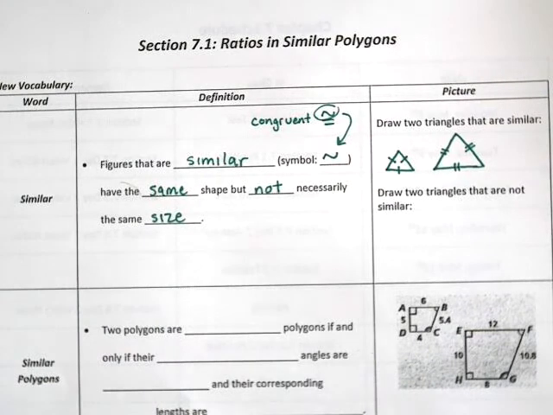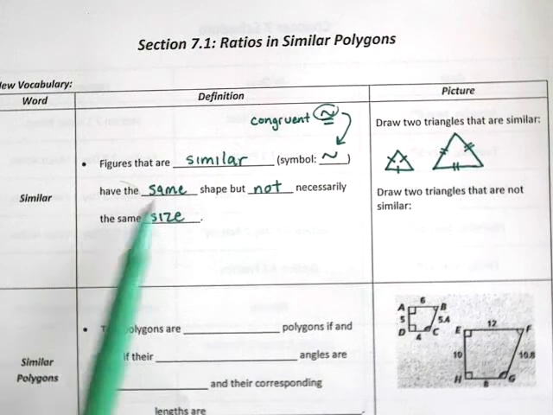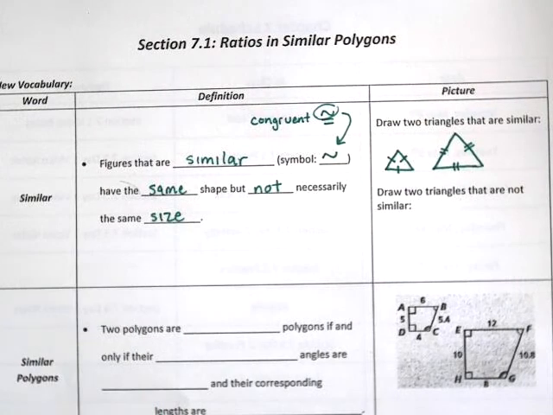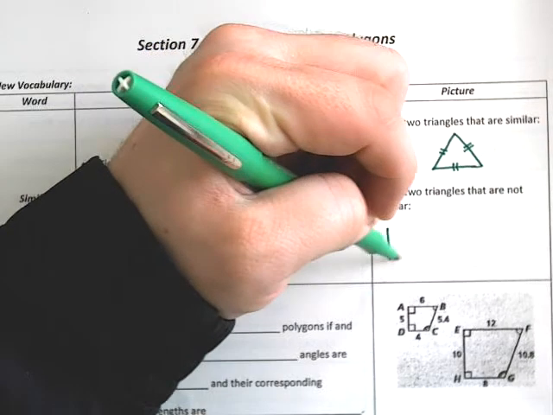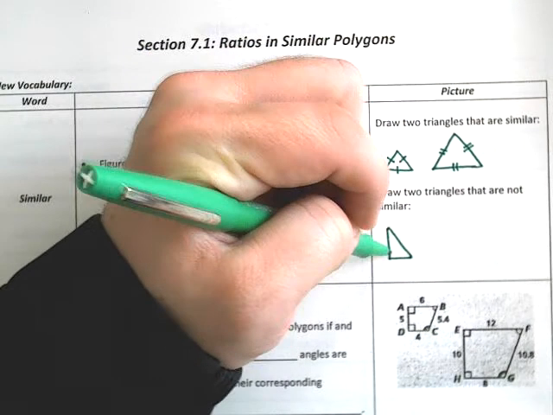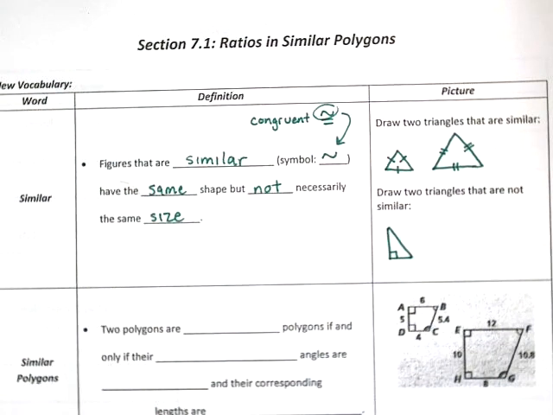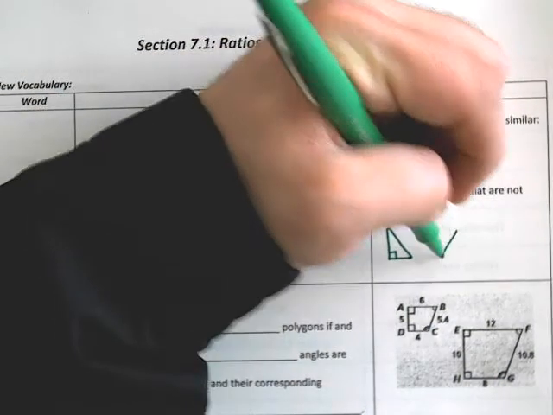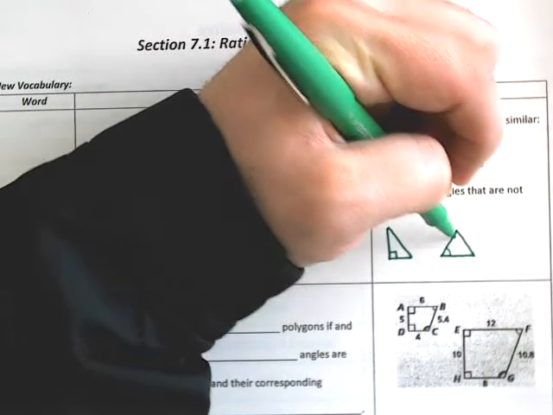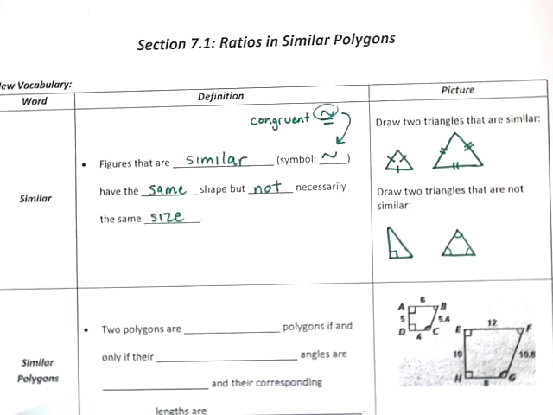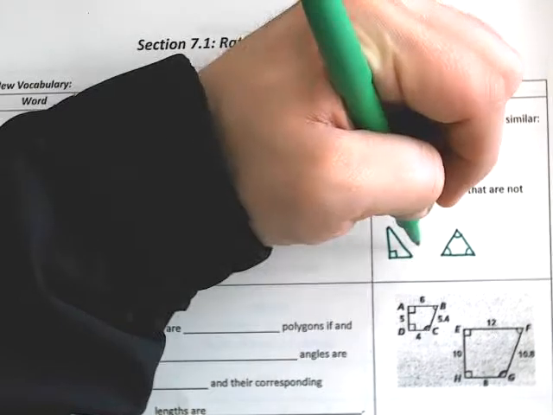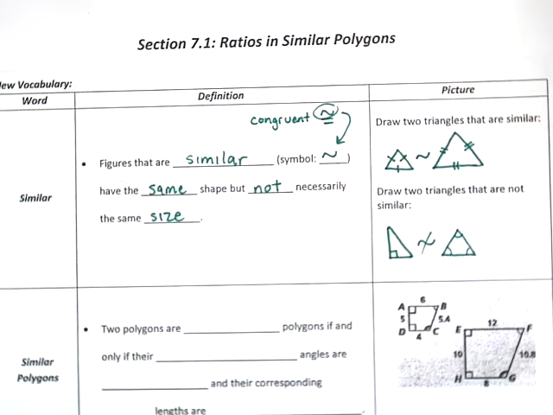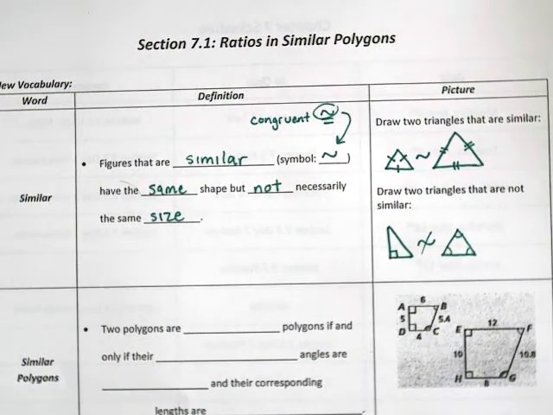Now, two triangles that are not similar, remember, not similar means they do not have the same shape. So again, there's tons of examples of triangles that are not similar. I'm going to go with the first one that comes to my mind. If I have a right triangle, and then I come over here and I draw an equilateral triangle, or equiangular triangle, these are not similar. Okay, these two triangles are similar. These two triangles are not similar. Why? Again, they're not the same shape.